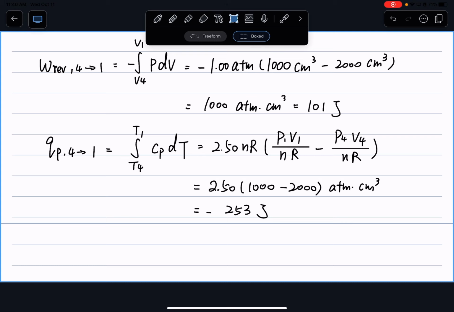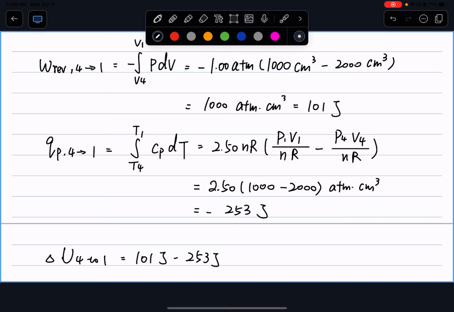And in this question, where was Cp given? Well, keep in mind, we're talking about ideal gases. So we did the derivation at the beginning of the class for the relationship between Cp and Cv. Cv is not given, but we know for ideal gases, Cp minus Cv equals nR. That's where we get our Cp from. And at the last step, we calculate delta U, 4 to 1, to be 101 joule minus 253 joule. That gives you negative 152 joule.